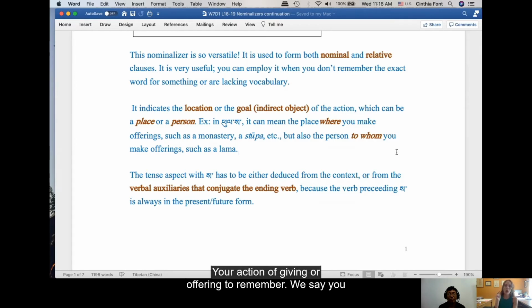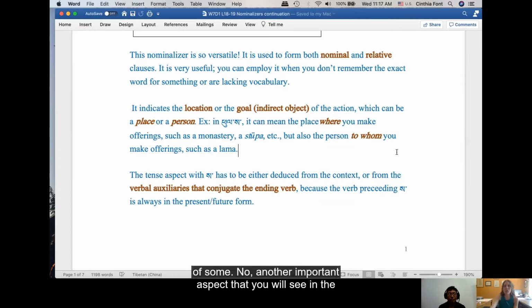Remember, we say you offer to someone. So this to gets transformed into the sa. And therefore, that can be a lama, for example, or the statue of the Buddha, or the destination, let's say, for your offering, or the one that is receiving it, your recipient, actually. Okay, so those are 2 very important, crucial meanings of sa.